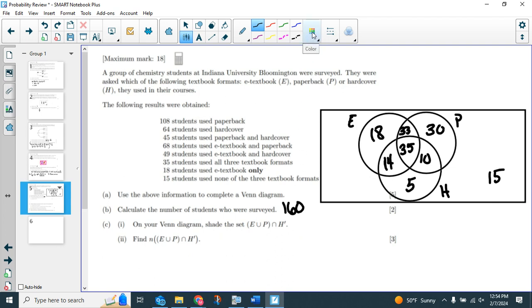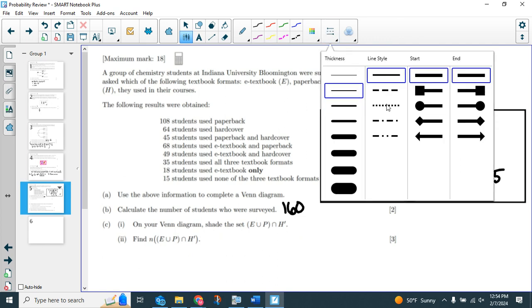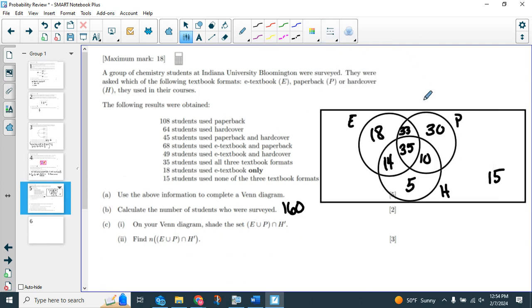I'll pick this color here so we can see through it. If you're in E or P, but not in H, you're good. So here's E, here's P, but not the areas of E or P that are in H. So that would be those areas there.